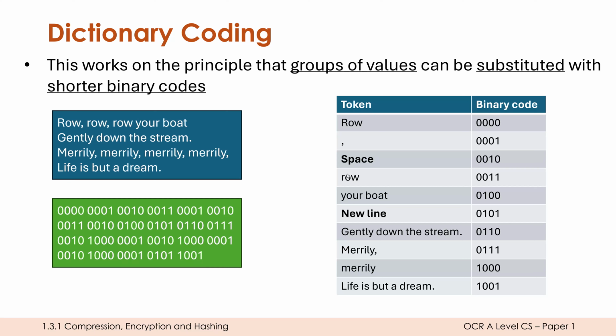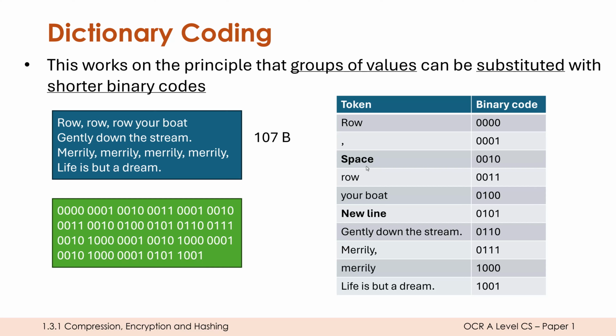So we can see how easy it is to decompress, to undo my process. Because to undo the process, as long as I have my dictionary still, I can just substitute back again. So 4 zeros is row, 001 is a comma, 0010 is a space. I can easily decompress to go back to my original. So again, like RLE, no information is being lost in this process.